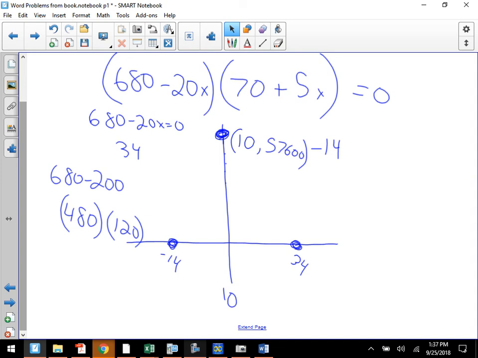A midpoint. Yep, it's just the axis of symmetry of the zeros. That's how we get that x coordinate. And then we substitute in to figure out what the y is. I substitute in 10 for x. The axis of symmetry.